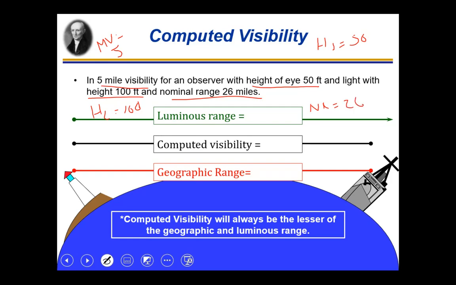Okay. So good news here, when we're going to calculate geographic range, since we know geographic range is based upon the heights, and it's the same light, so the height has stayed at 100 feet, and we're on the same ship, our height of eye has stayed at 50, our geographic range calculation from before is going to be the same. So geographic range is still going to end up equaling 20 nautical miles. Now, what's going to end up changing is the luminous range value, and this is not because the nominal range value has changed, but because the meteorological visibility has decreased from 10 miles to 5 miles.